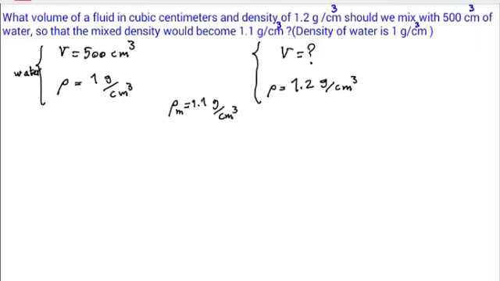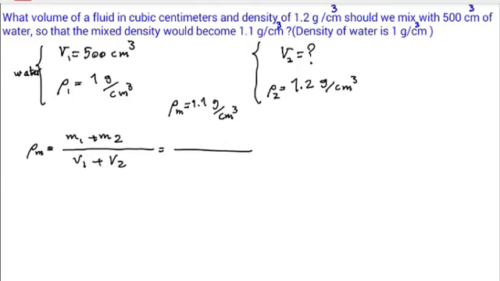But let us call for water V of 1 and rho of 1, and for the fluid V of 2 and rho of 2. We use the mixed density equation, and we write rho of m is equal to m of 1 plus m of 2 over V of 1 plus V of 2. Okay, we don't have masses, so instead of mass, we write rho times V. So rho of 1 times V of 1 plus rho of 2 times V of 2 over V of 1 plus V of 2. I wrote it again to tell you not to memorize this formula and to prove it for every question.